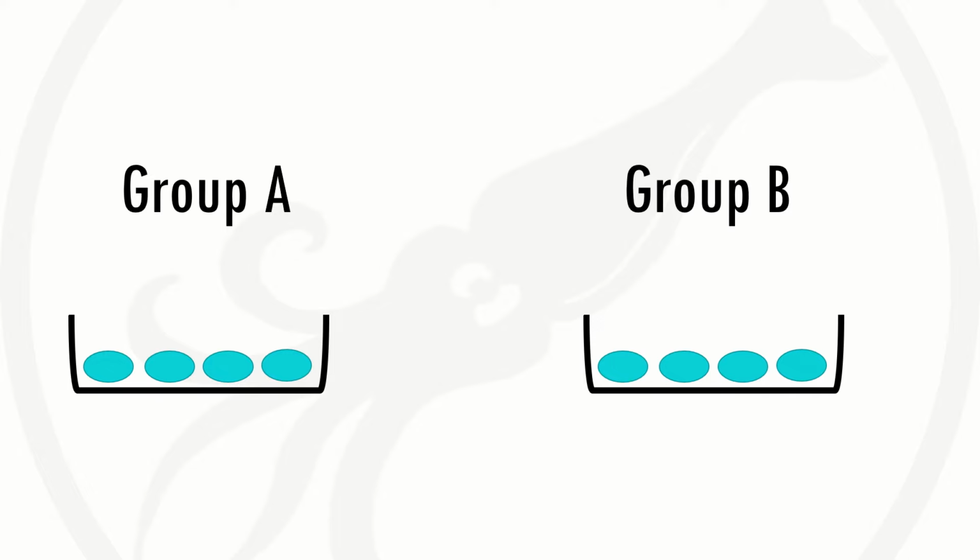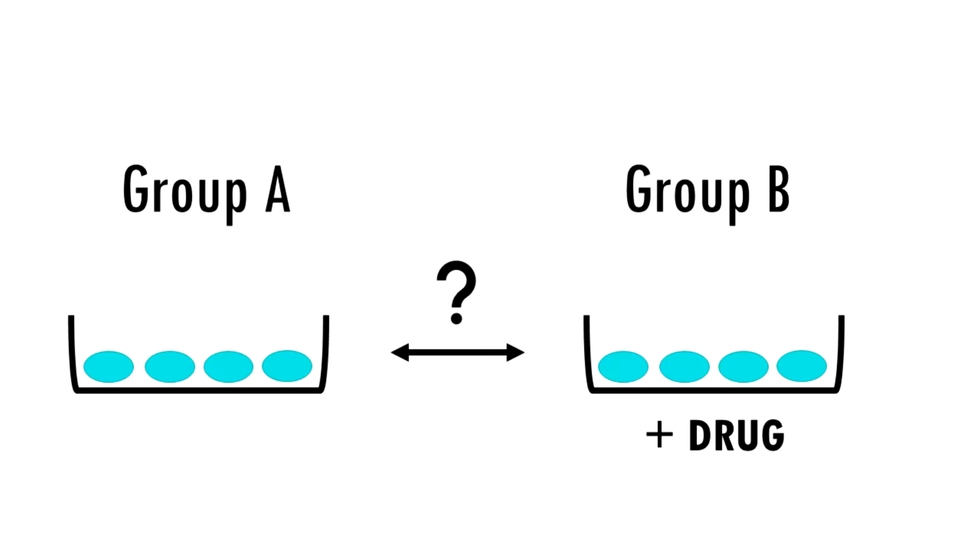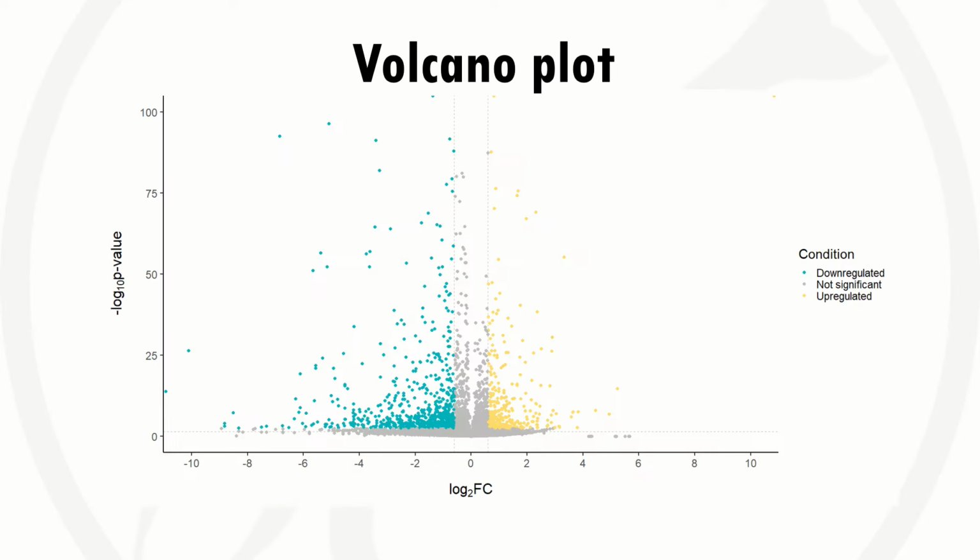So let's start. Imagine you're carrying out an RNA-seq experiment. You have a group of cells A and a group of cells B. Group B was additionally treated with a drug. Now, you want to see what effect the drug has on gene expression. Does the drug cause some genes to be upregulated? Does it downregulate the expression of other genes? By how much? A great way to visualize this is using a volcano plot.